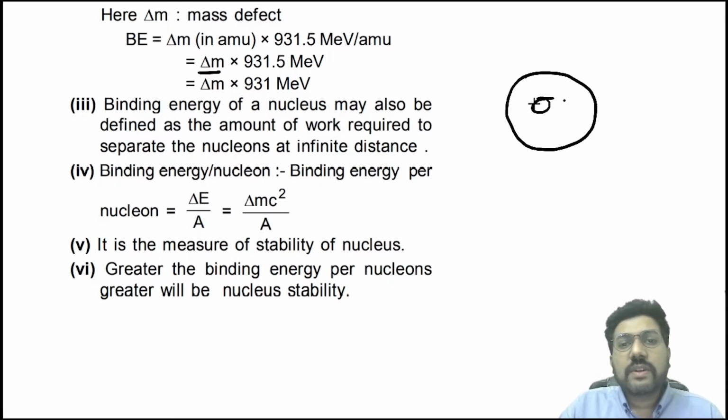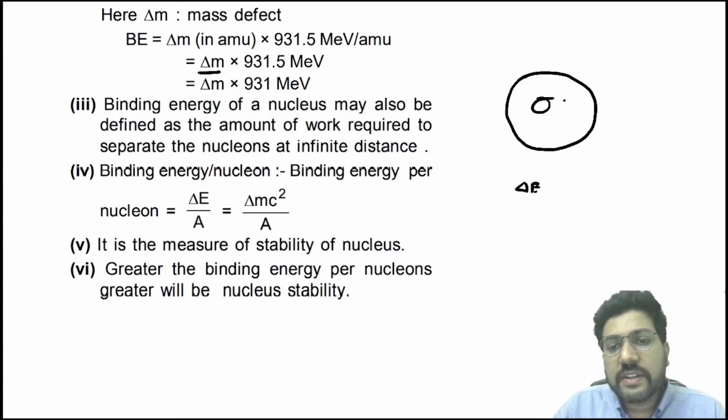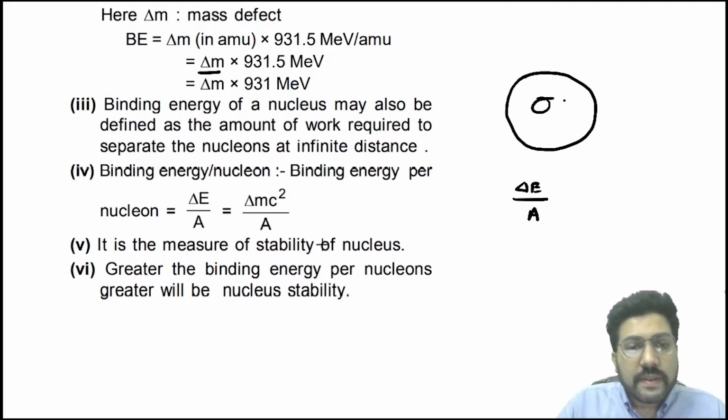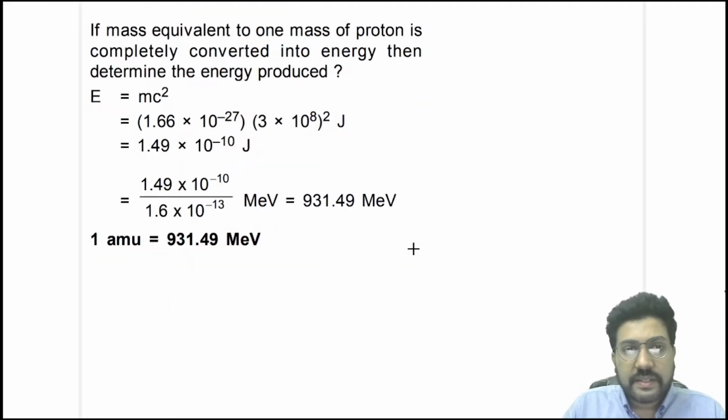Then there is one more term called binding energy per nucleon. The binding energy per nucleon is a measure of stability. The more the binding energy per nucleon, the more is the stability. So the binding energy per nucleon is the measure of stability of a nucleus. The greater the binding energy per nucleon, the greater will be the nuclear stability.